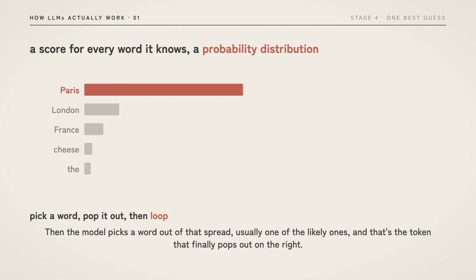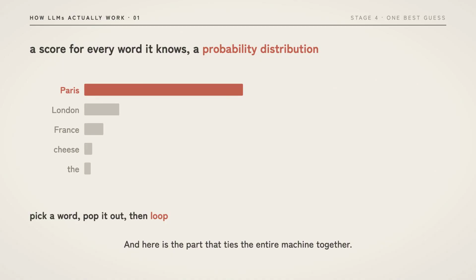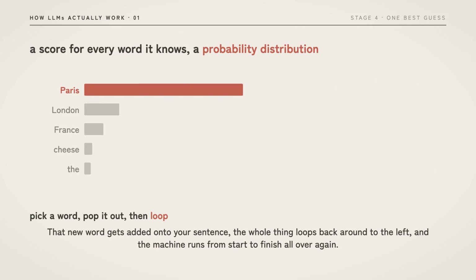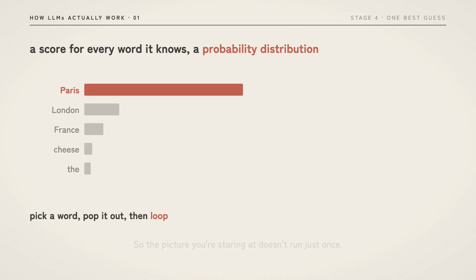Then the model picks a word out of that spread, usually one of the likely ones, and that's the token that finally pops out on the right. And here is the part that ties the entire machine together. That new word gets added onto your sentence. The whole thing loops back around to the left, and the machine runs from start to finish all over again. So the picture you are staring at doesn't run just once. It runs once for every single word, looping quietly until the answer is done.